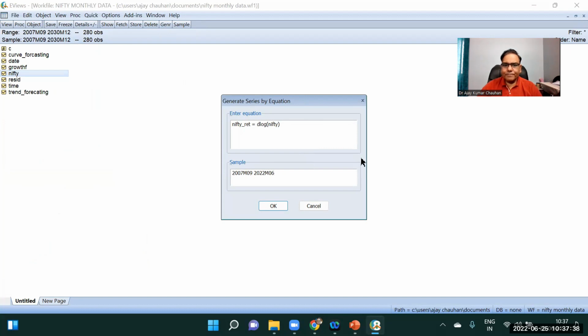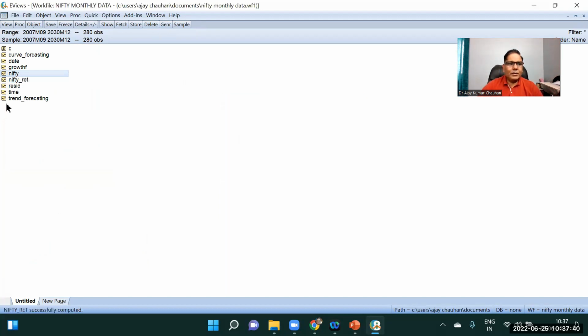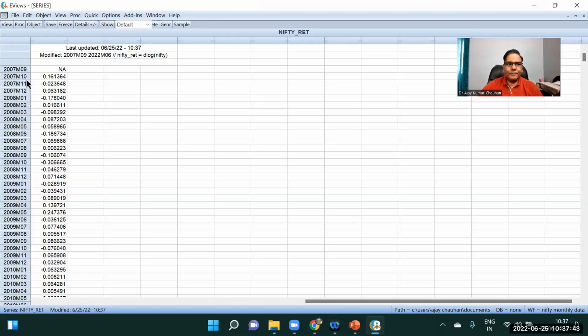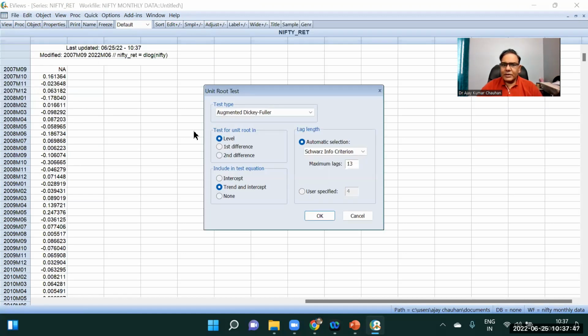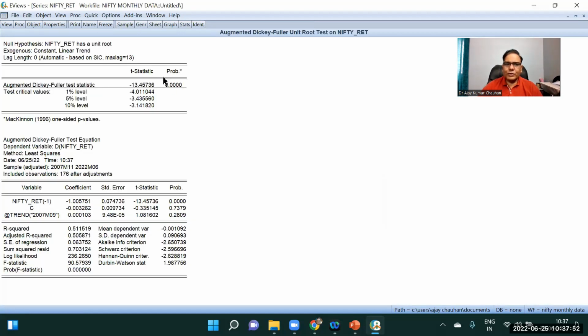So we now have Nifty return, and we confirm whether it is stationary or not. And now it is stationary. You can see that after taking the dlog, the series becomes stationary. Fine. Then go to the correlogram.